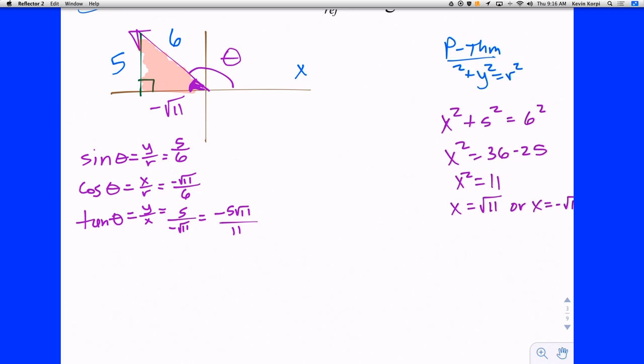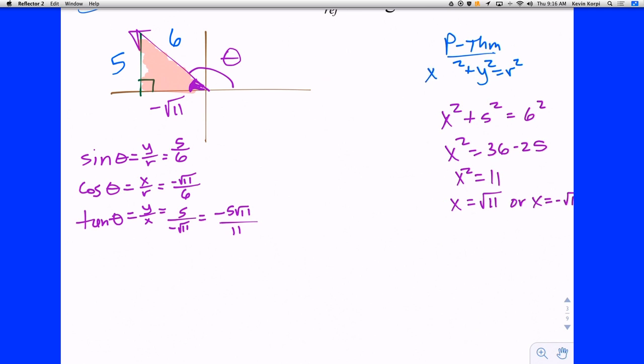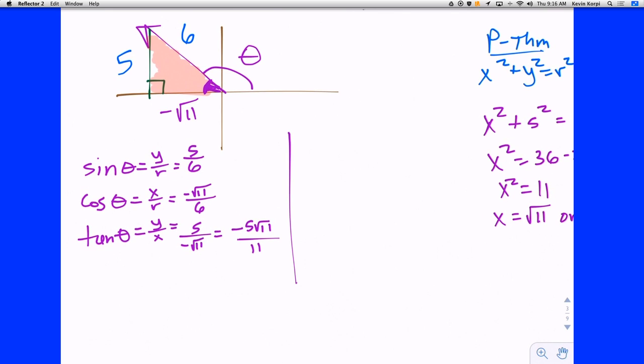What I'm going to do now is list the reciprocals, which are kind of the new ones to you, and I'll go ahead and list them side by side. The reciprocal of sine is?